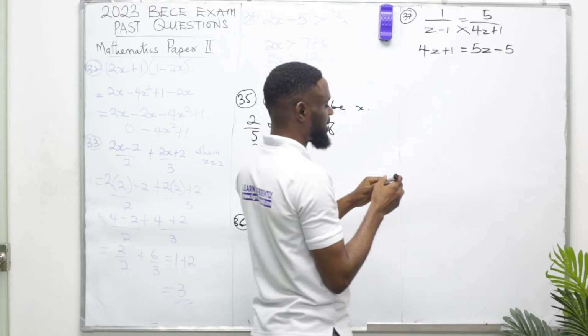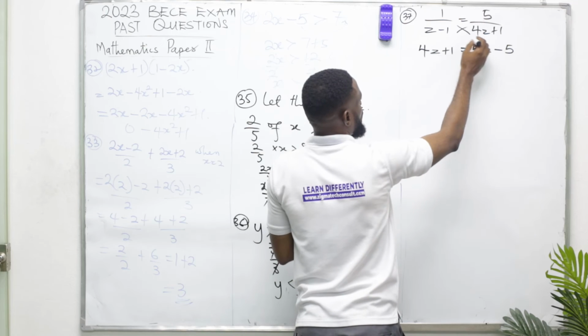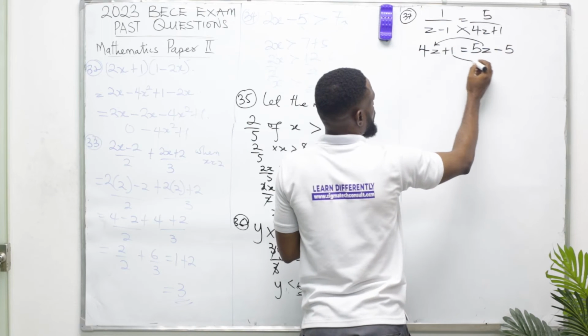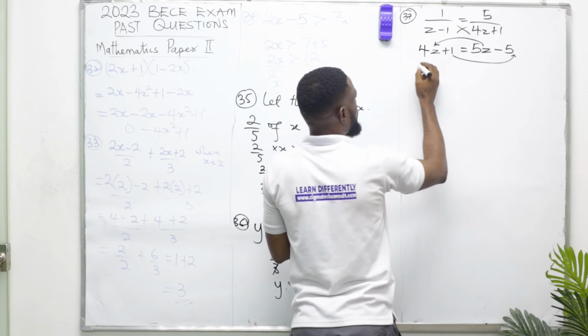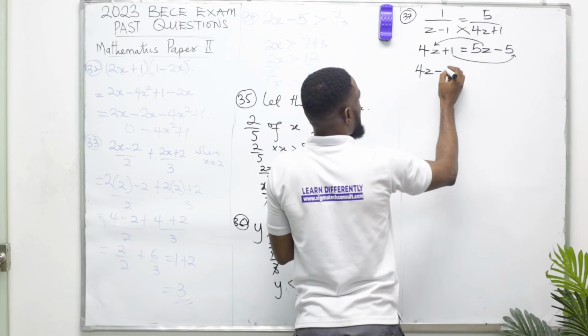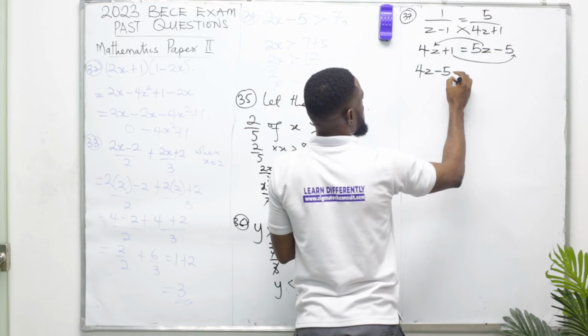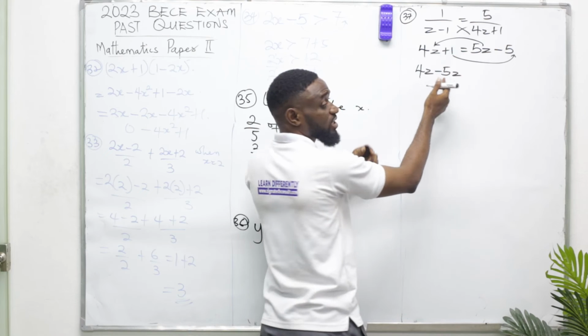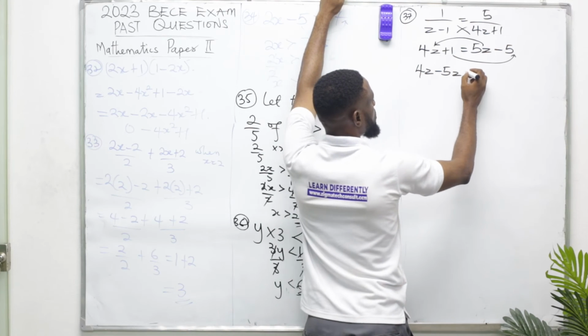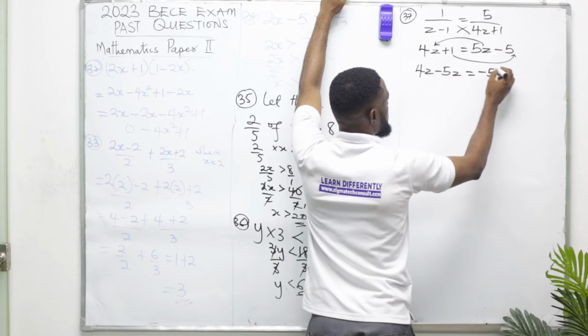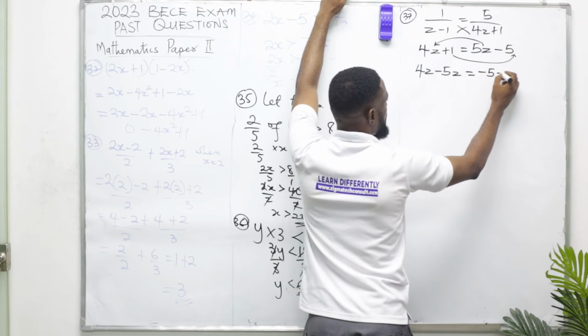Okay, so we can take like terms now. z should come to where we have 4z. 1 should go to where we have 5. So that gives us 4z minus 5z, because 5 will change to minus when it crosses, is equal to minus 5. This one goes here, and that'll be minus 1.